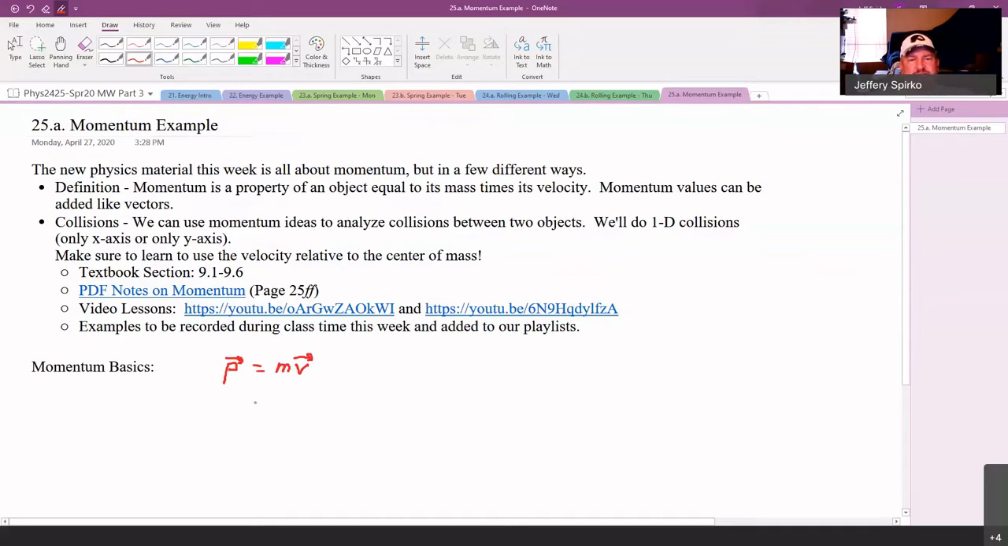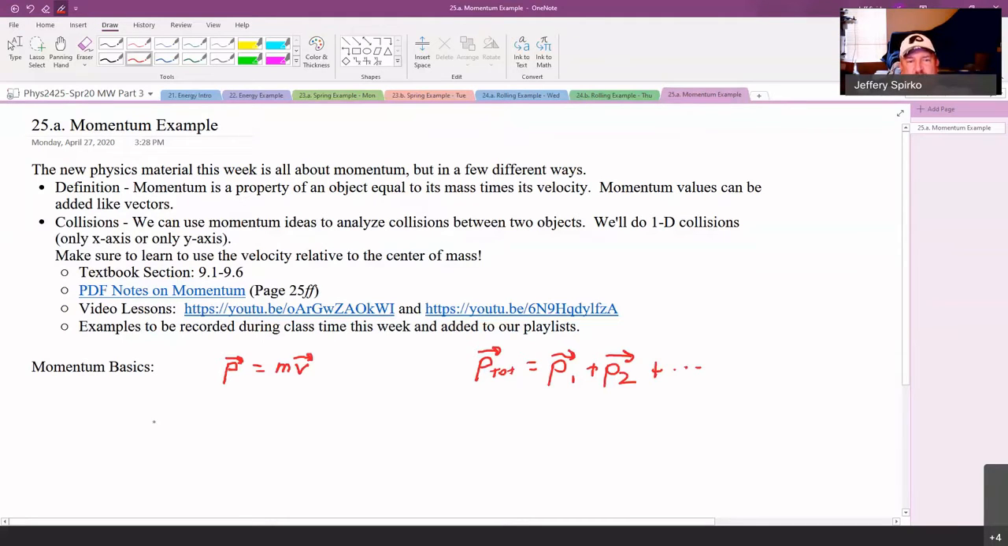And one of the reasons we like momentum is because it makes sense to talk about the total momentum of a few objects, which is just the momentum of object 1 plus the momentum of object 2 plus ... for however many objects you have.